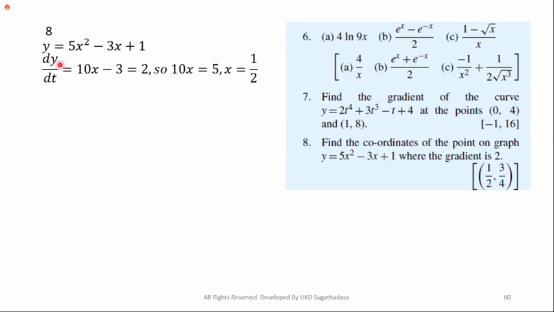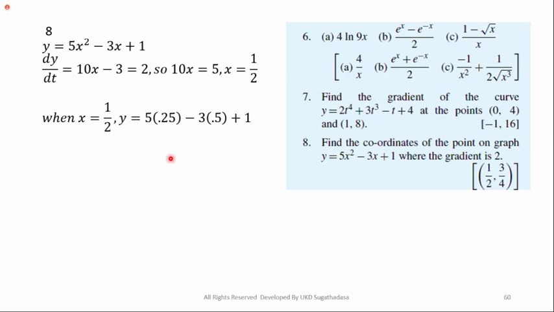Can you understand now? So dy by dt, right? It should be dx, so maybe it's dy by dx. This is not t. Maybe in the previous one I just used it, and I forgot to change this when copying the previous formula. It's dy by dx here: 10x minus 3. Put it equal to 2, because the gradient is given as 2. So 10x equals 5, x equals half.